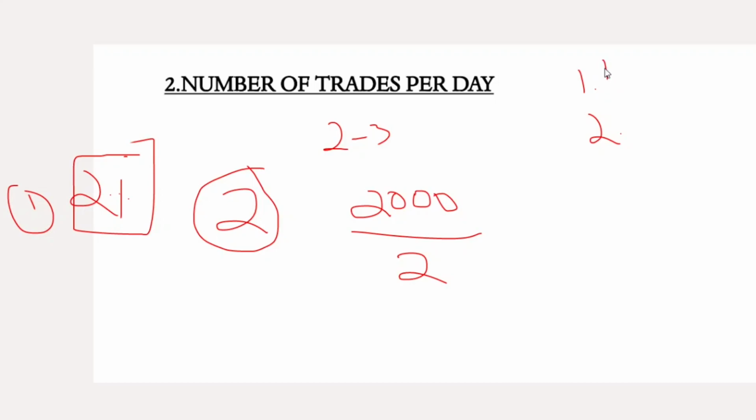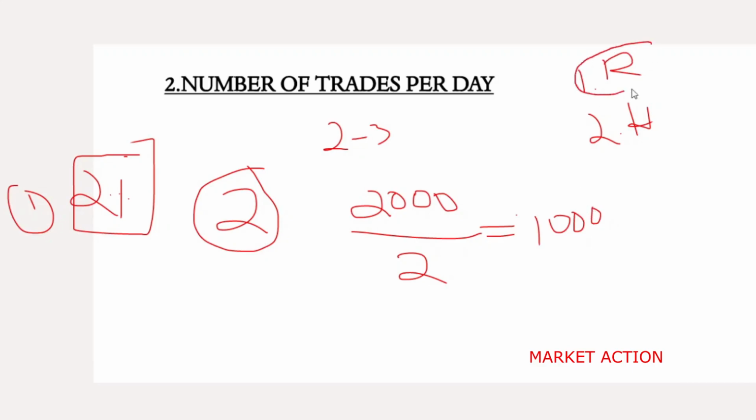For example, just imagine I will take 1 trade in Reliance and 1 trade in HDFC. What happens? My risk is 2000 for the day. I fixed my risk. 2% risk is fixed. So if I am taking 2 trades, then my risk per trade is 1000 rupees. If I enter Reliance for a trade, then my risk is only 1000 rupees for that trade. And if I enter HDFC, then 1000 rupees for HDFC.